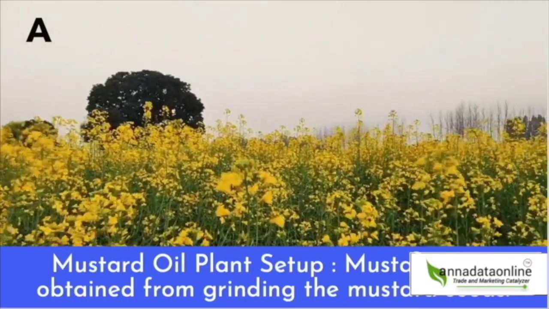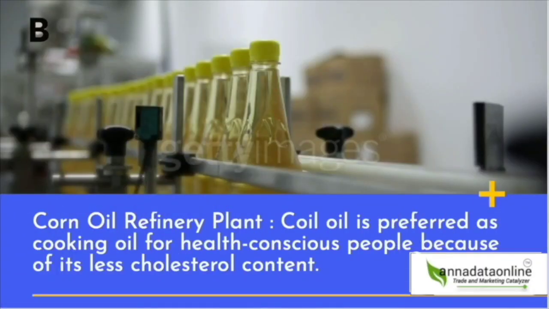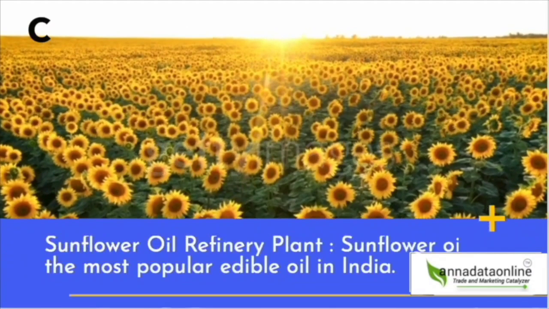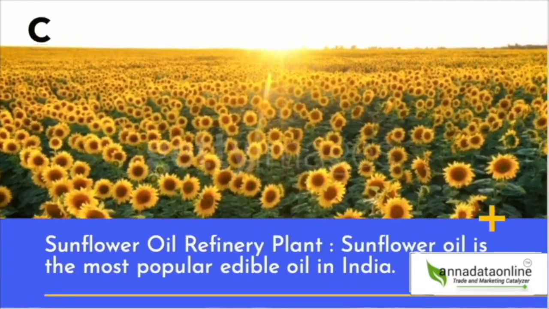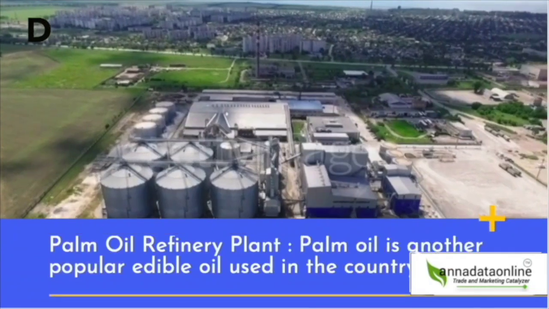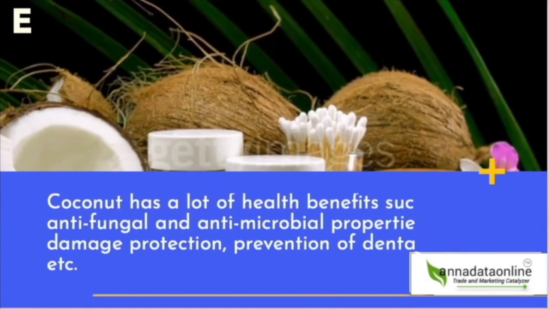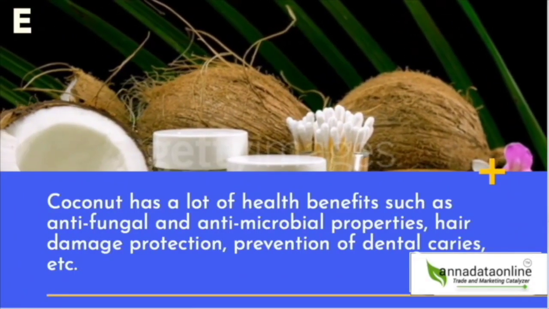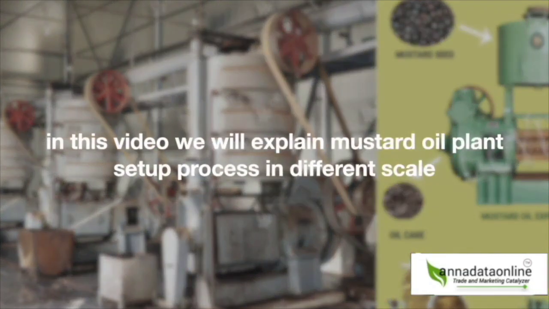A. Mustard oil plant setup. B. Corn oil refinery plant. C. Sunflower oil refinery plant. D. Palm oil refinery plant. E. Coconut oil refinery plant. In this video we will explain the mustard oil plant setup procedure in different scales.